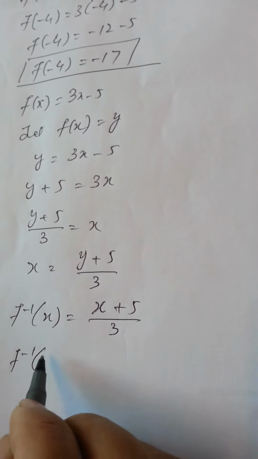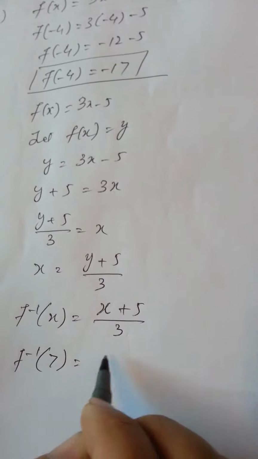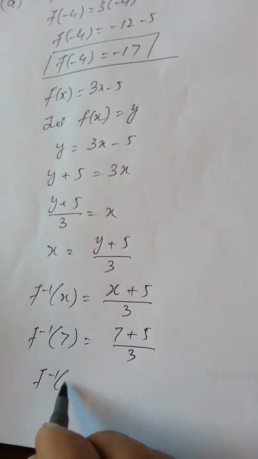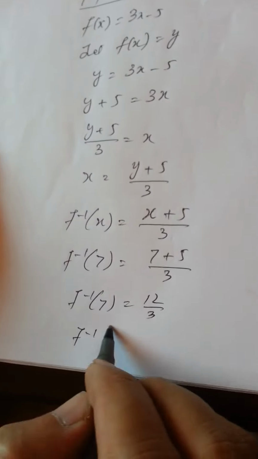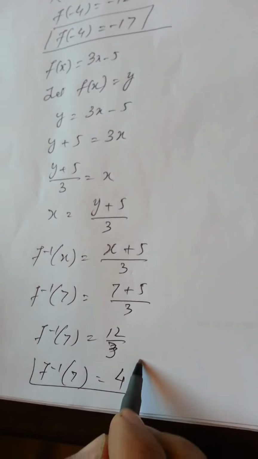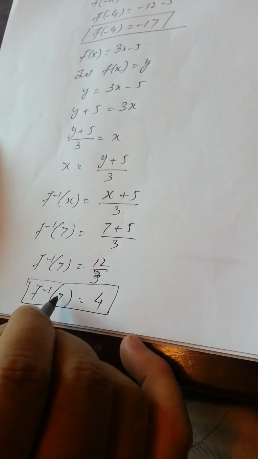Now replace this x with 7. Okay, (7 plus 5) divided by 3. F inverse of 7 is equal to 12 upon 3. F inverse of 7 is equal to 12 divided by 3, and the answer is 4.